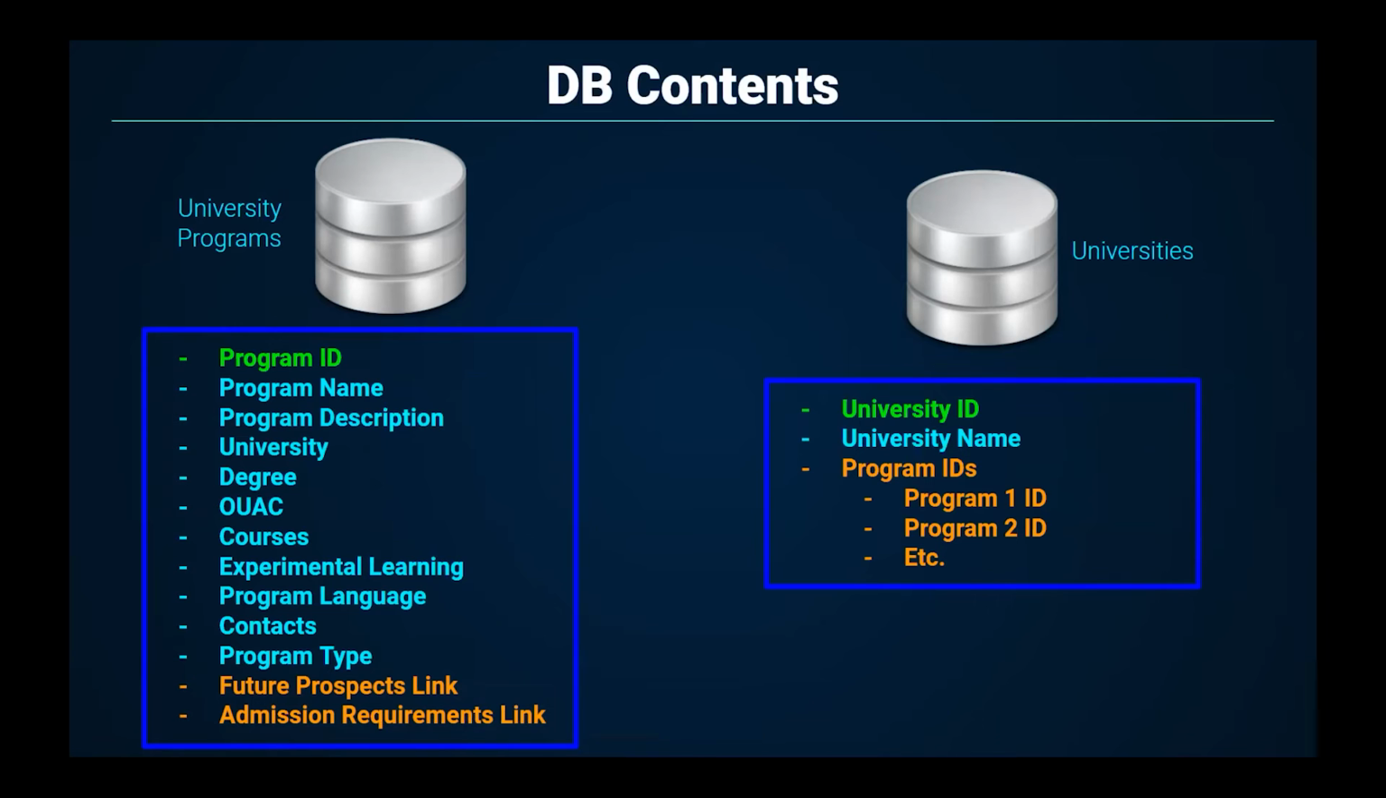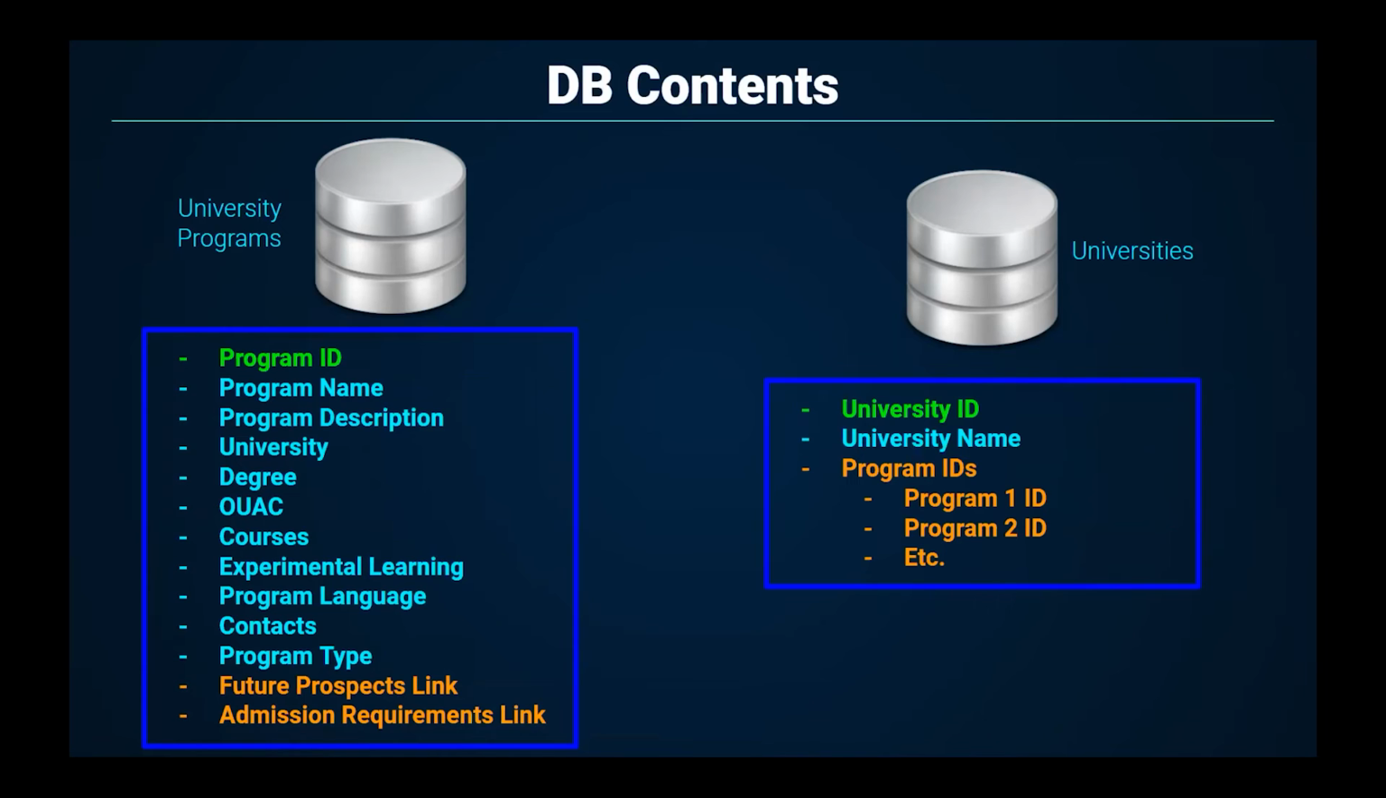Furthermore, this database is relational. That means the tables can access information from each other. So the university programs table, for example, is able to access information from the future prospects and admission requirements tables, which facilitates all the information being shown in that one nexus page.